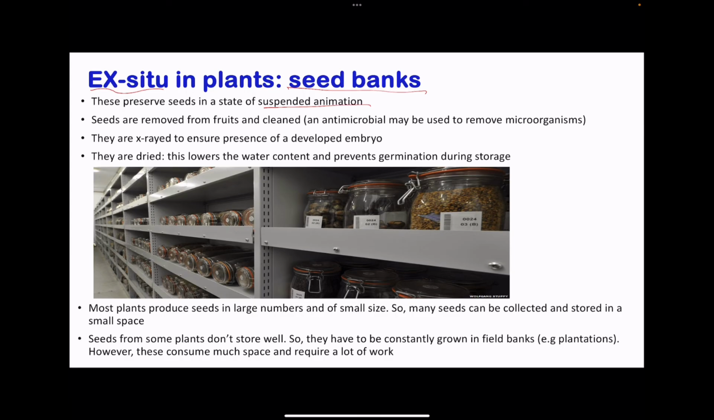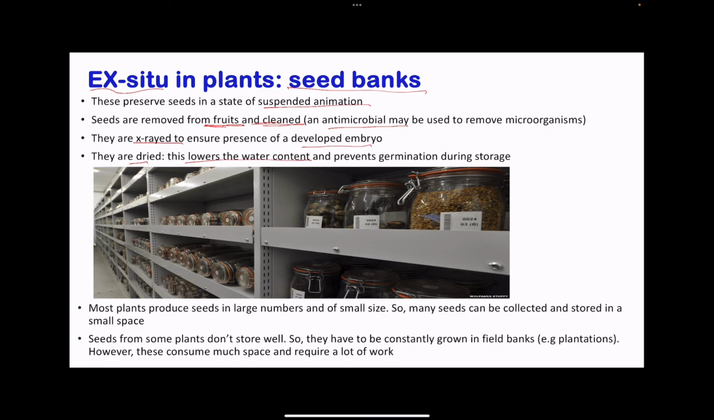To prepare the seeds, we will remove the seeds from the fruits. We can clean these seeds. Sometimes they use a self-antimicrobial that can remove microorganisms that are pre-existing, and then we can X-ray to ensure there is a developed embryo. Then we can dry, and this drying decreases the water content in order to minimize the chances of germination during storage, and after that we can store between -20 to -40 degrees to ensure longer storage time.